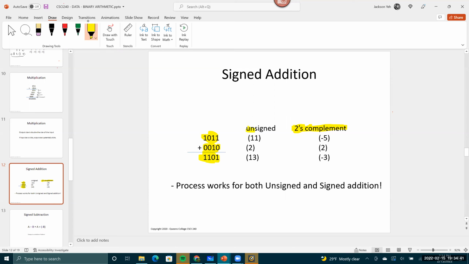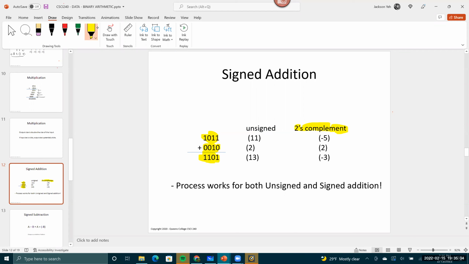So if these values are unsigned, the top number would be 11, the bottom number would be 2. If I translated the answer, it's 13. I say, yeah, that's exactly what I expected. However, prepare to have your mind blown away. What if they're not unsigned? What if I told you, let's pretend they're signed, in 2's complement.